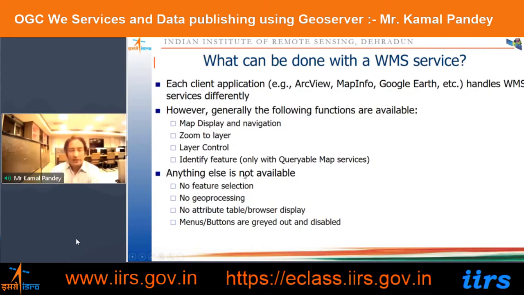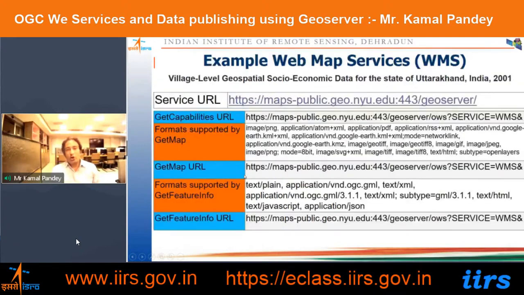Let us now take another example. We will take village level geospatial socioeconomic data for the state of Uttarakhand, India. These data sets are available. There is one particular URL, maps-public.geo.nyu.edu:443. This is the name of the web application which has published most of the layers as a web service in a Geoserver software. If you see here, this is the get capabilities URL of that particular server.